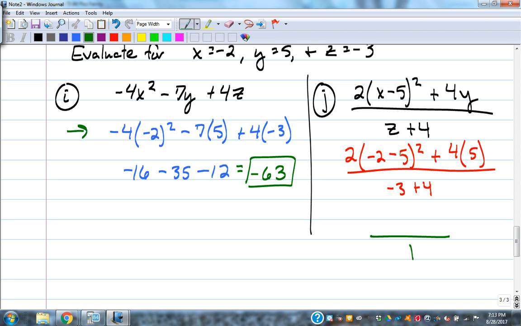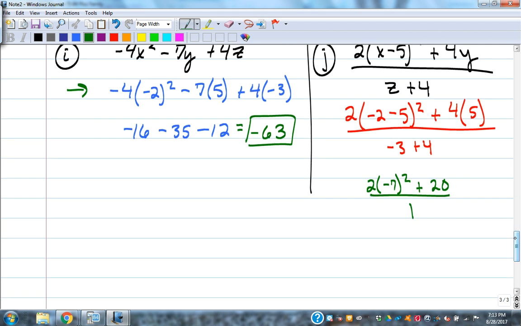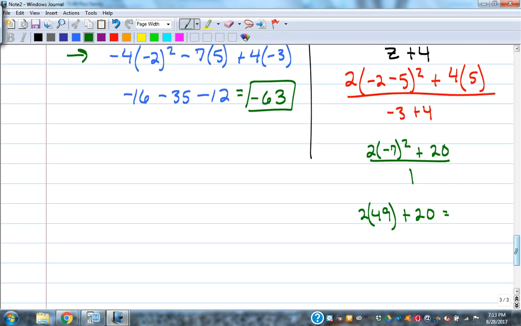Negative 2 minus 5 is negative 7 squared, and then I know that's 20. So negative 7 squared is 49 times 2 plus 20. Well, if it's 50 times 2, that's 100. But I'm only using 49, so that's 1 less each time. That's 98. Plus 20 is 118.